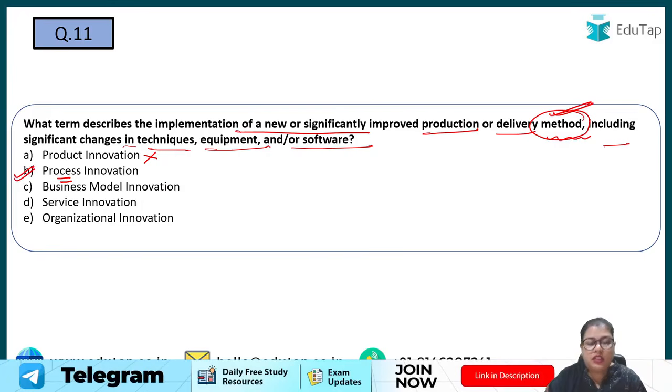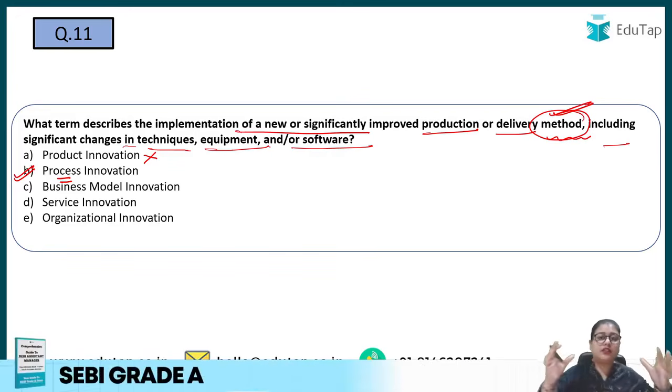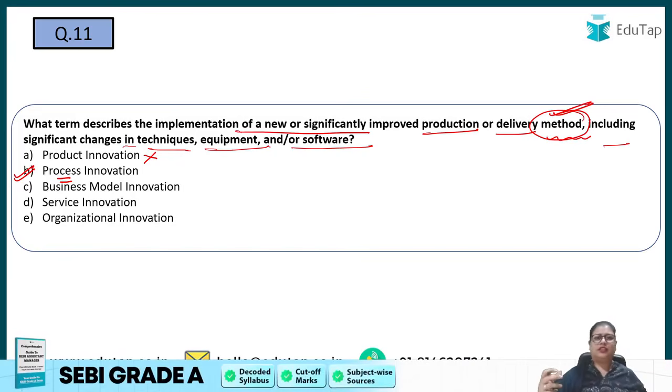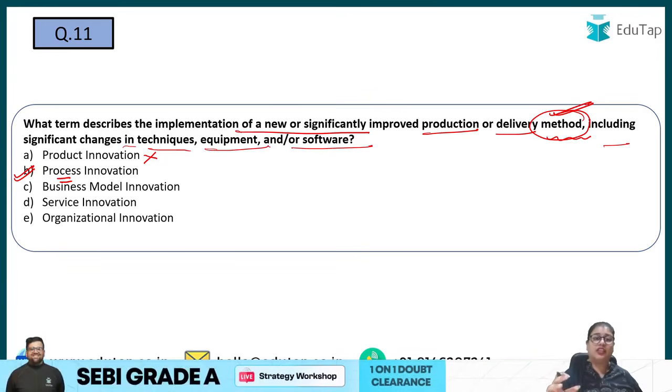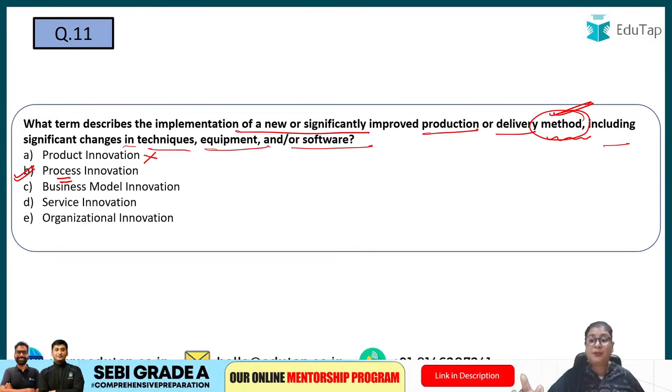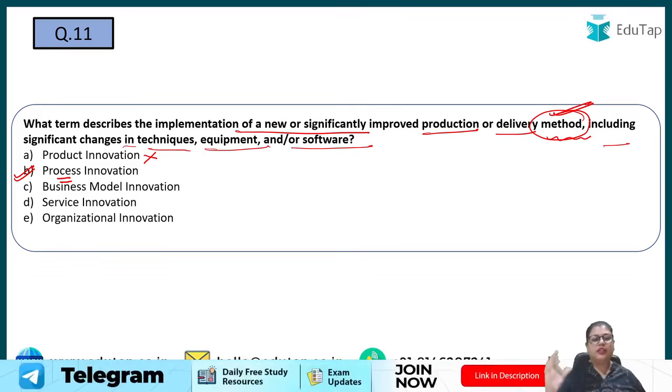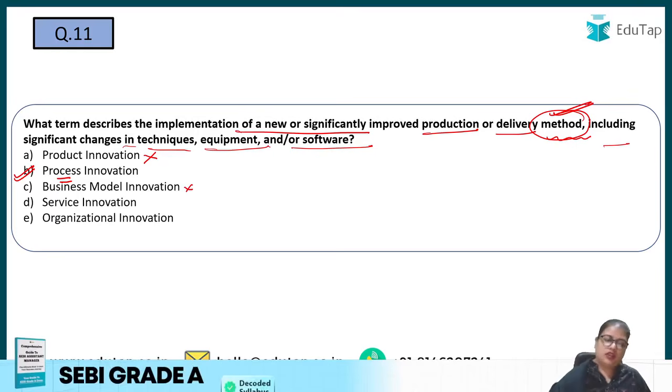Next is business model innovation. Business model innovation क्या होता है कि when we are trying to change the whole business model. For example, Netflix. Netflix is trying to change its business model by changing the genre, or by changing the way people are watching, or by changing the method of payment, है ना? So changing the whole business model is known as business model innovation. So this is also incorrect. Then service innovation. Are we trying to change the services of the business? No, we are trying to change the production or delivery method. So here it will be wrong.